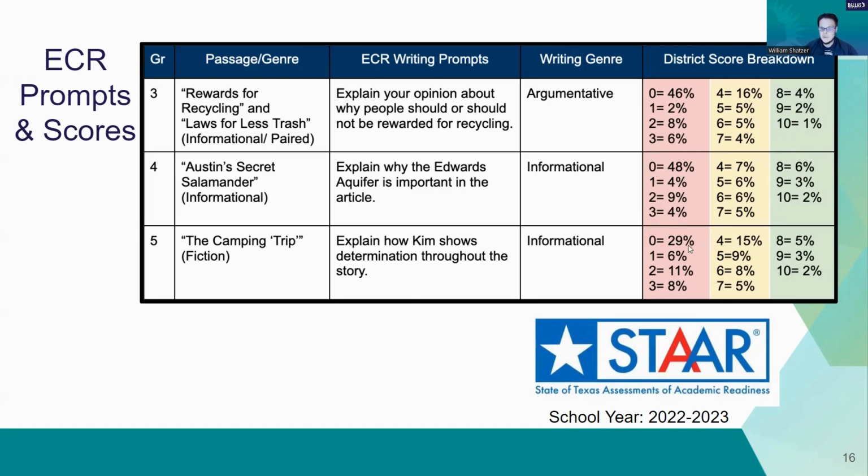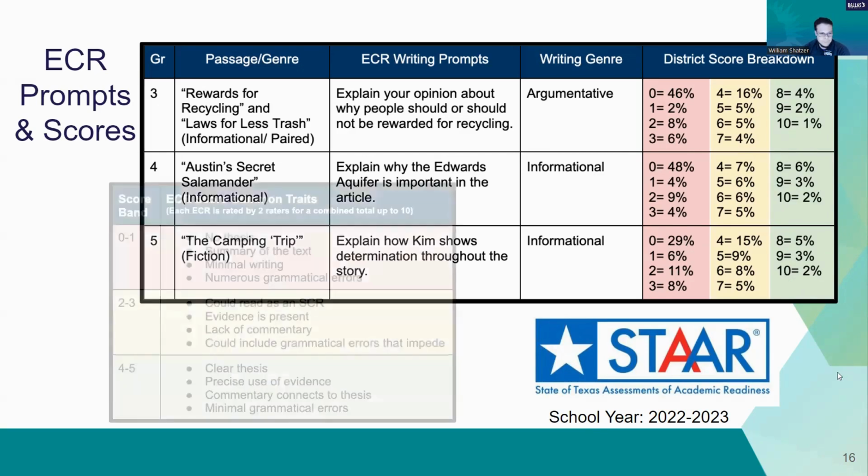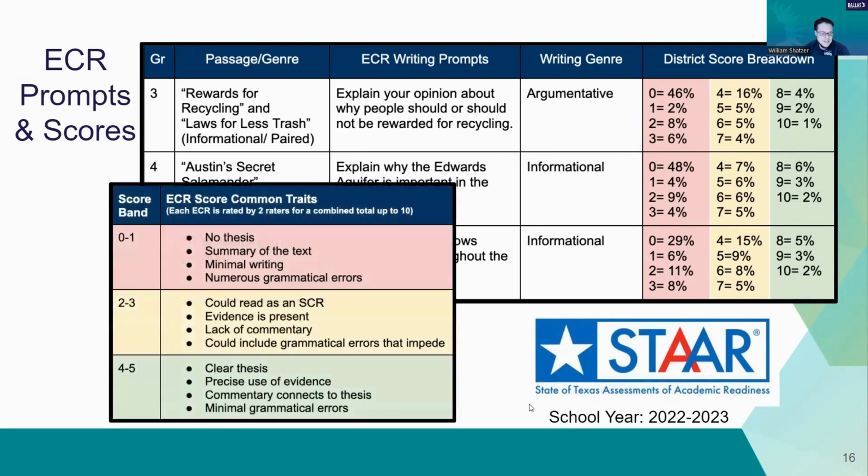Fifth grade, we did a little bit better with 29% of our students receiving a 0. But again, all these students who received a 0, and really the students who received a 1 and 2 as well, they're pretty much behind the eight ball at this point as far as getting to approaches and meets for their STAR scores. So this is something that we really need to pay attention to and prepare our students to perform better on. Now, these were some of the commonalities they saw when scoring these responses.